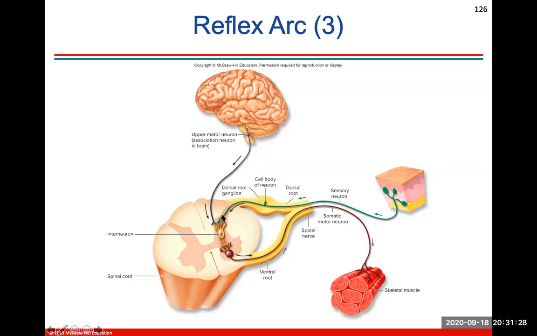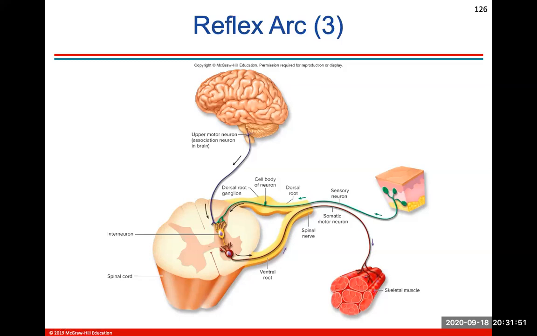In the spinal cord, the sensory neuron synapses on an interneuron, which will most likely be in the gray matter, and then the motor root will come out of the ventral root, out of the front part of the spinal cord, and it turns into a somatic motor neuron because the somatic motor neuron will control skeletal muscle. So why are we talking about this?